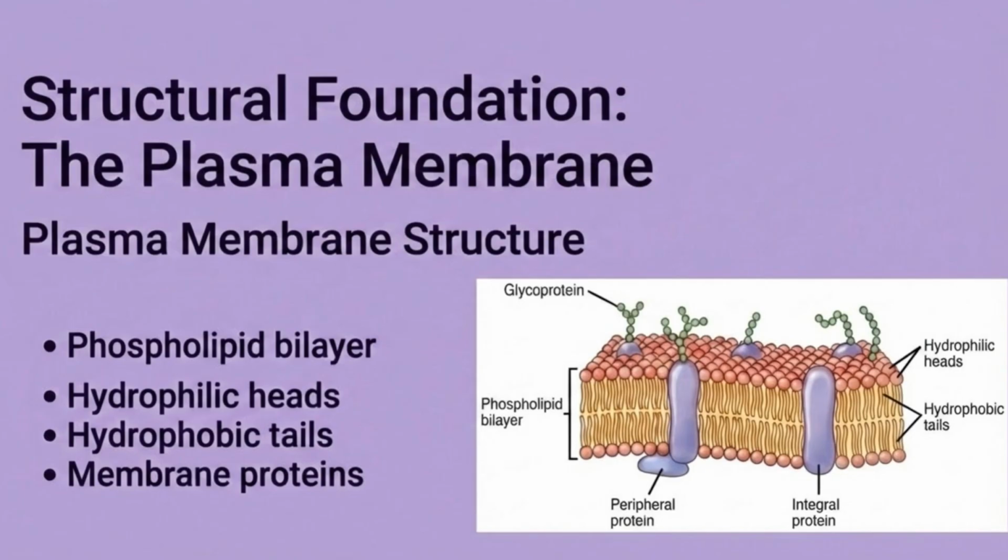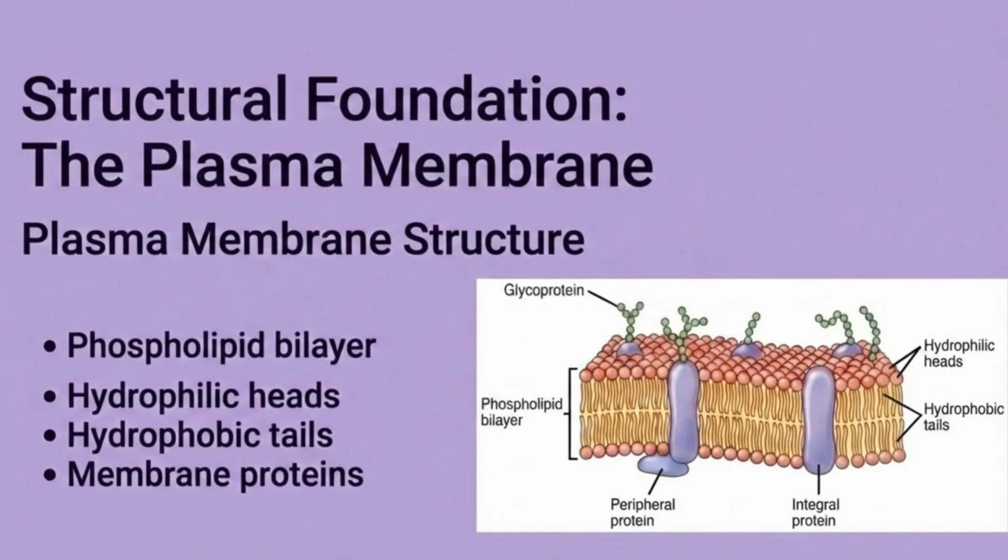The plasma membrane is composed of roughly equal amounts of lipids and proteins with smaller amounts of carbohydrates. The lipids provide the structural framework, while the proteins perform many of the membrane's specific functions. Its basic structure is a phospholipid bilayer. Each phospholipid contains a hydrophilic, or water-attracting, head and hydrophobic fatty acid tails. The heads face the watery environments inside and outside the cell, while the tails form the membrane's interior, creating an oily barrier. Embedded within this bilayer are membrane proteins.